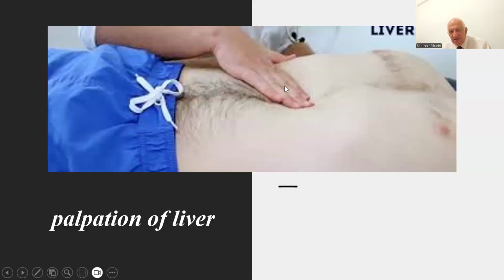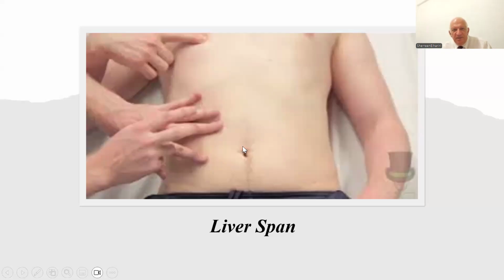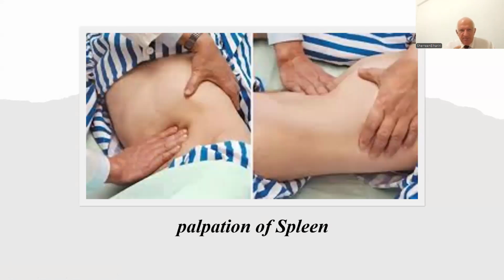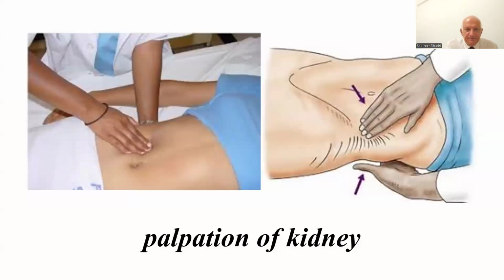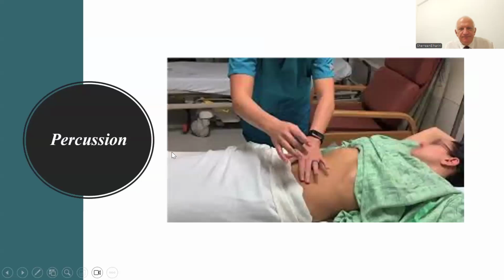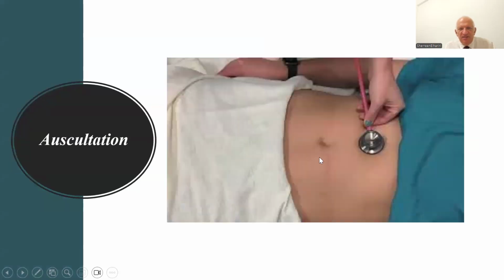So palpation of the liver like this. You can measure the liver span if it is enlarged. You percuss from up, from the second intercostal space down. Usually it's not palpable. Sometimes the left lobe is palpable. You palpate the spleen from the right side. If it is a small spleen, you can ask the patient to tilt to the left side. Kidney by manual palpation, looking for ballottement. After that, percussion. After that, auscultation.